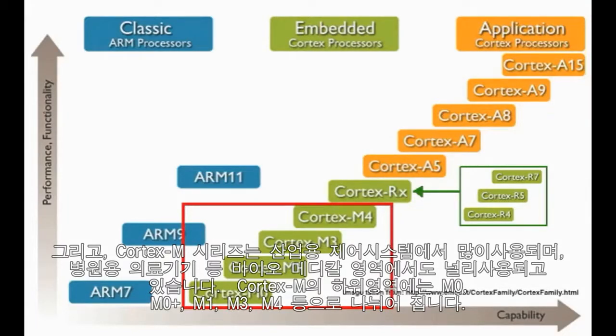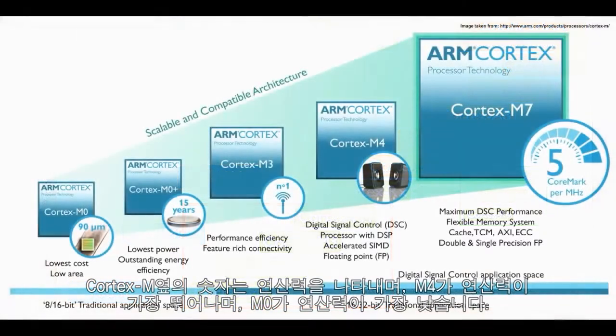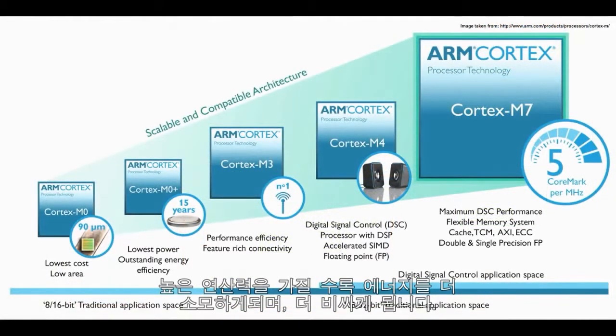There's also a subseries in the M line, which is the M0, M0+, M1, M3, and M4. Each number indicates the respective computational power. So M4, roughly speaking, is the most powerful, and M0 is the least powerful. And roughly speaking as well, the more computationally powerful, the less energy efficient the microcontroller, and the more expensive.